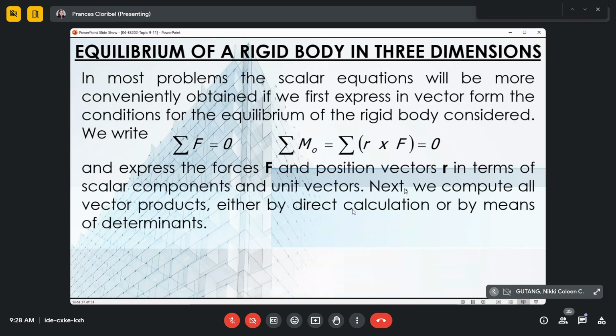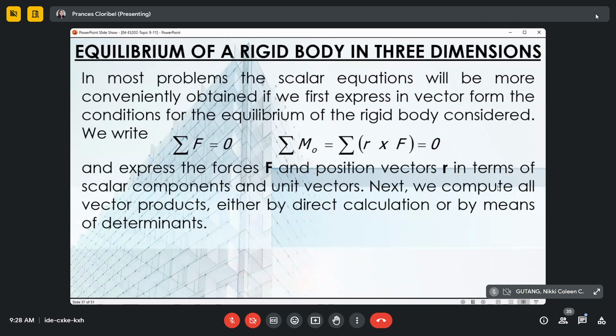Okay? Now, we can express the forces F and position vectors R in terms of their scalar components and unit vectors, such that we have Fx, Fy, and Fz, and then Rx, Ry, and Rz. So when we multiply them, the moment we get is in terms of its scalar components or in unit vector form.